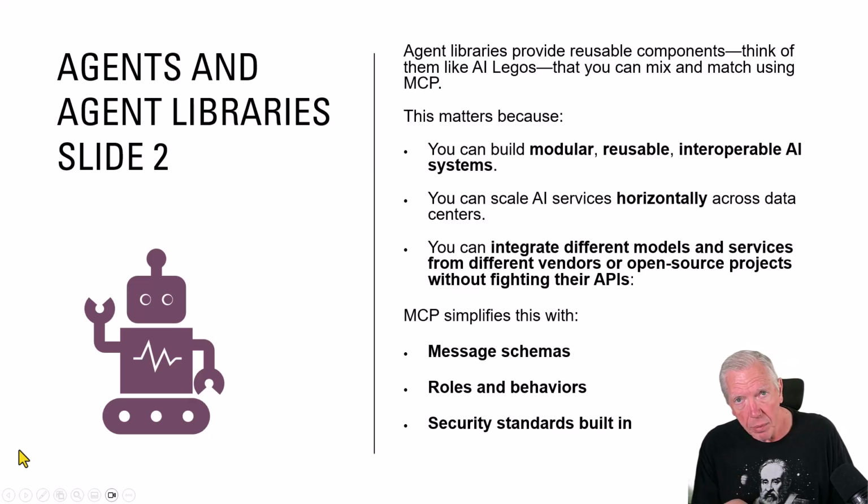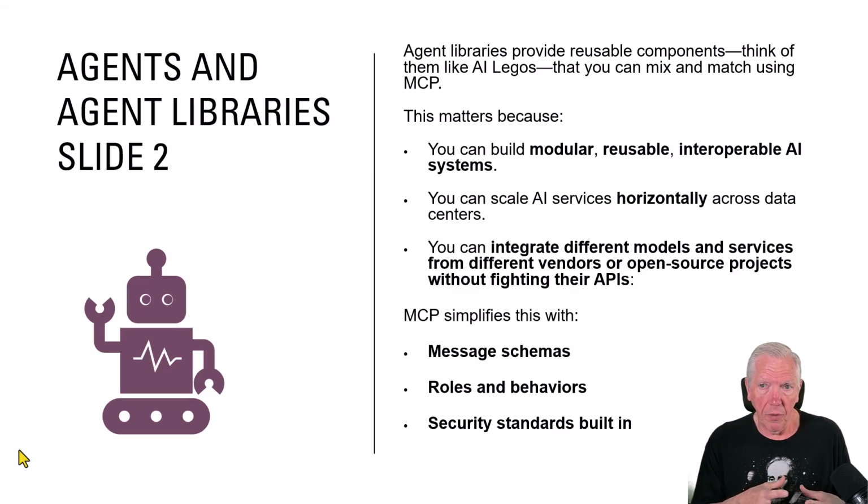Also, agent libraries provide reusable components. You can think of them like AI Legos, little things that you can put together to do a certain work for you. You can mix and match them using MCP. This matters because you can build very modular systems. Like, you can start out a little small. You've probably watched somebody build a doghouse or a shed, and they start out kind of small. They build the floor and the walls, and then eventually they add on. It's very modular. So in this case, the agents are modular, reusable, interoperable AI systems, so we can put them together.